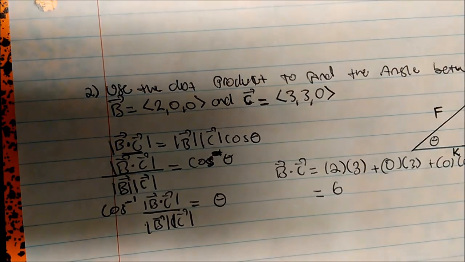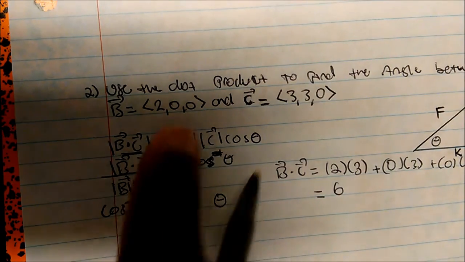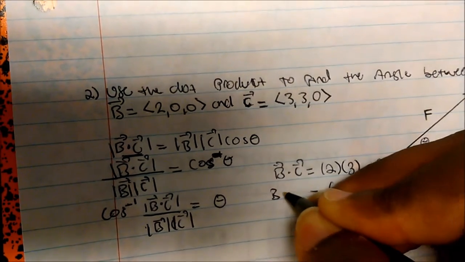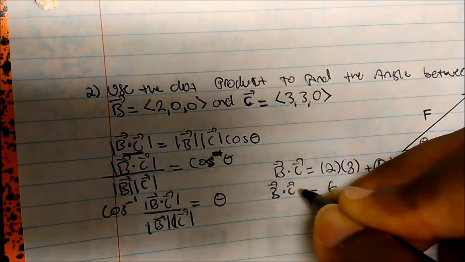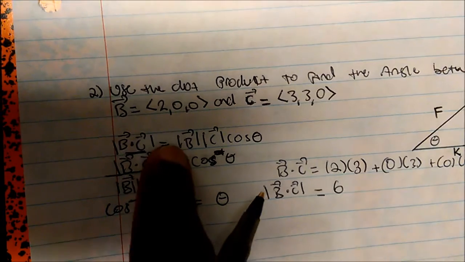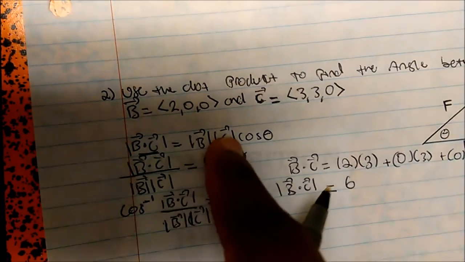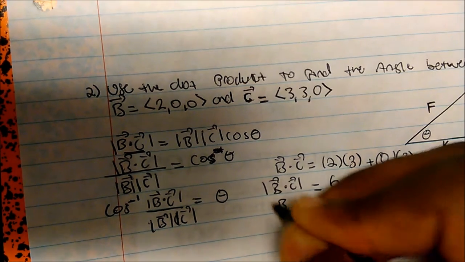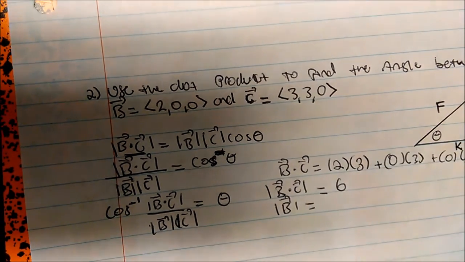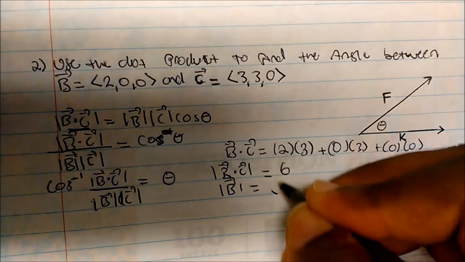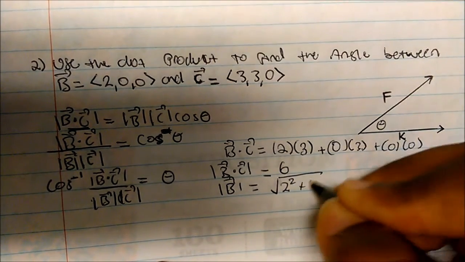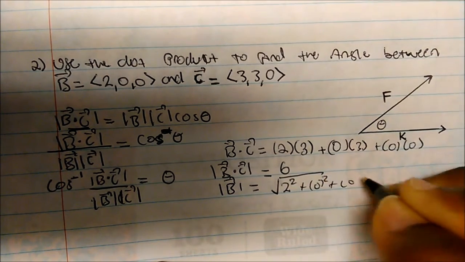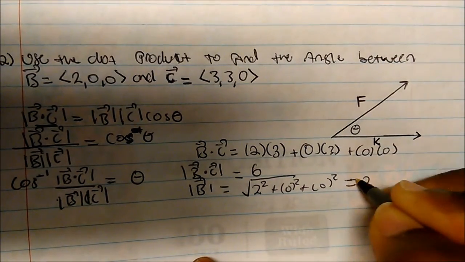So we already found B dotted into C. Now the only thing we need to find is the magnitude of B and the magnitude of C. So the magnitude of B, well, all we're doing is the square root product. So if I take 2 squared plus 0 squared plus 0 squared, we know this is the Pythagorean theorem, and that shall be equal to 2.